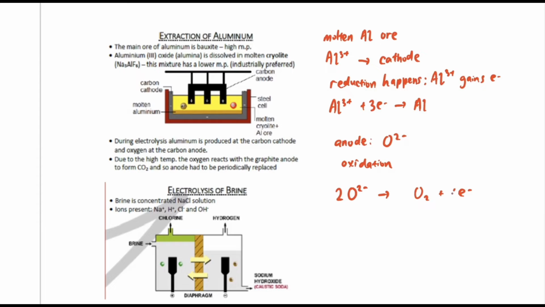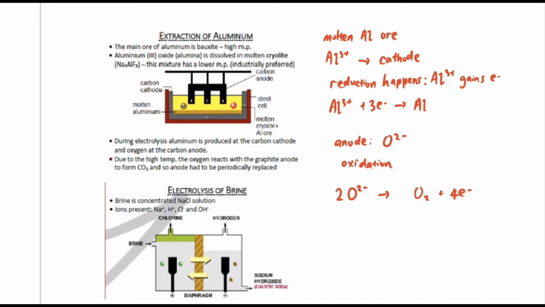Then we balance the equation and we get this. Okay, so we get aluminum, we get oxygen. So it seems like, wow, this is a very environmentally friendly process, because it produces oxygen. But it's not actually. You look at the next point.